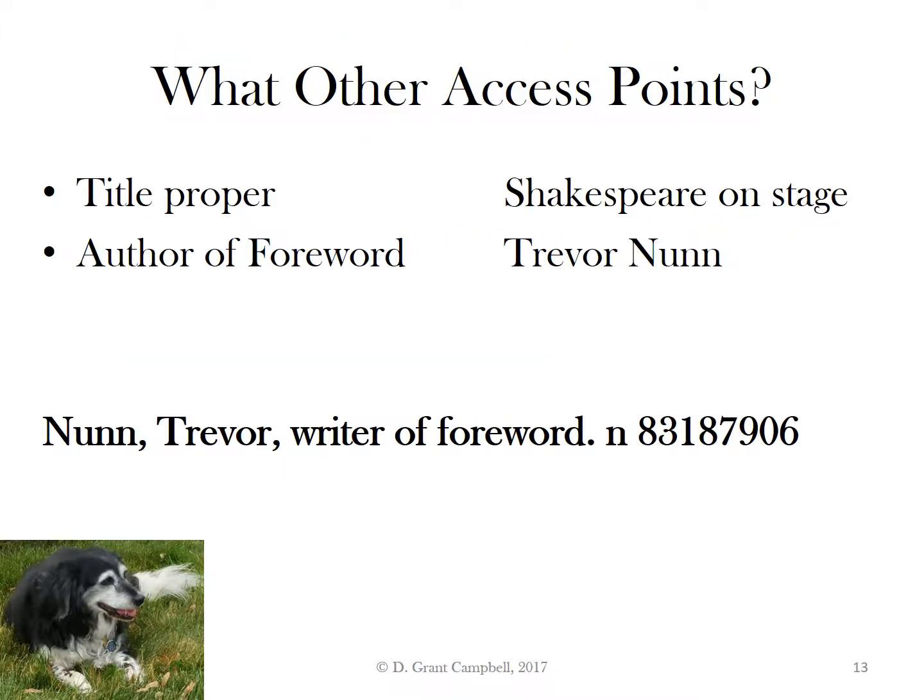We have other access points as well. We're going to have an access point for the title proper. So someone should be able to go into the catalog and look up Shakespeare on Stage and get that title. So we want an access point for Shakespeare on Stage. We also would like to have an access point for the author of the foreword in the book. In this case, Trevor Nunn is a famous theater person in England, and he wrote a foreword for the book. And so we'll have an access point for Trevor Nunn as well.